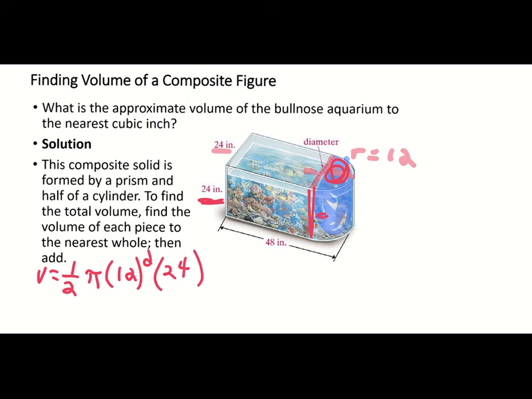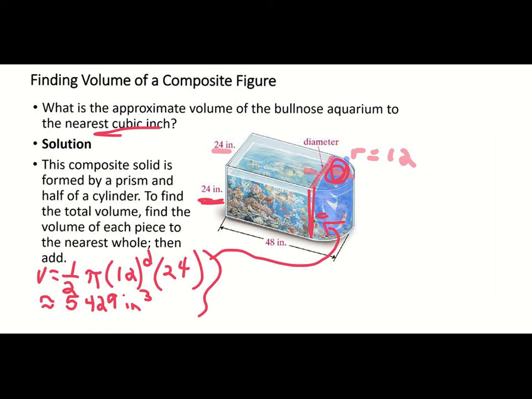And when I calculate that, I'm going to do approximate, because they want the nearest cubic inch, so they want approximate. So it is about 5,429 inches cubed, and that is just the cylinder. So this is the half cylinder. So that goes right there.